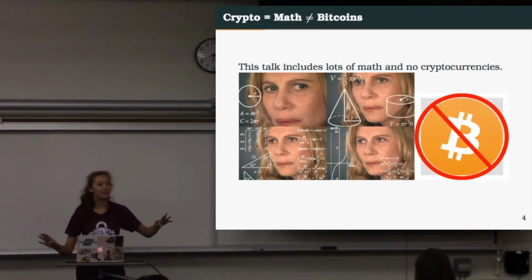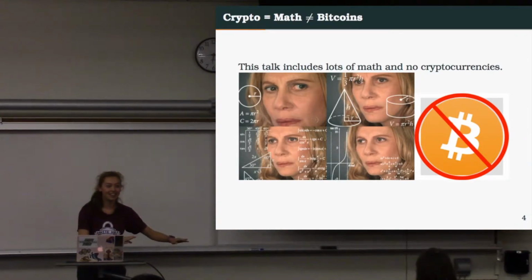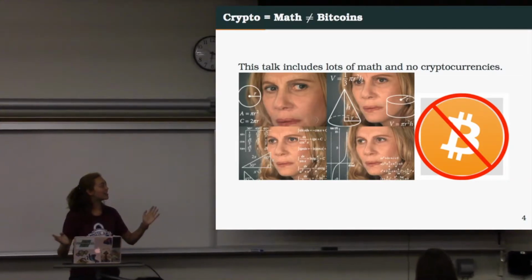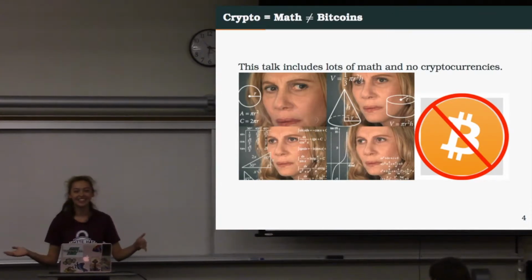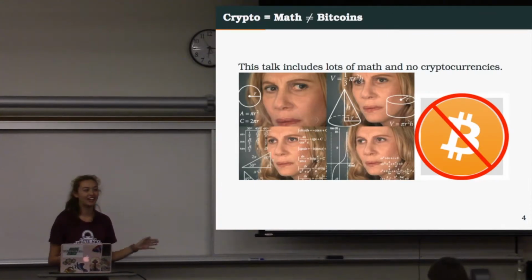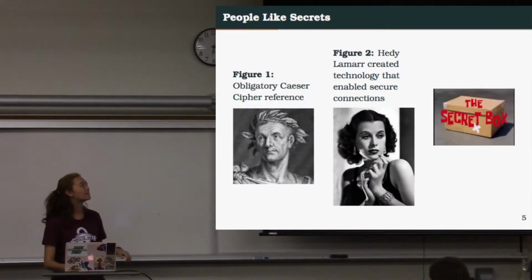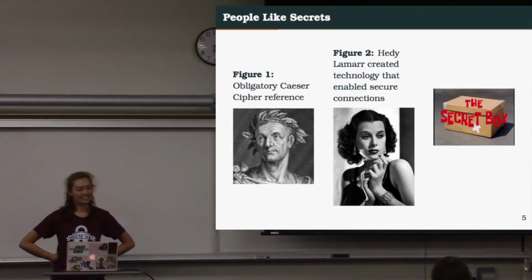Another thing I want to mention before we jump in is crypto equals math, and does not equal Bitcoin. One thing I found in researching this talk is when I Google crypto, it now comes up as Bitcoin and not as cryptography. And I thought that was annoying. I thought that more of us could research crypto and that would change it. Yay, search engine optimization.